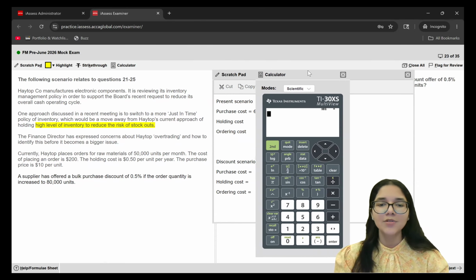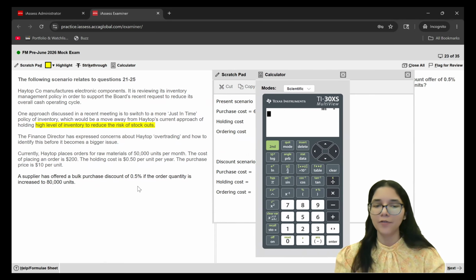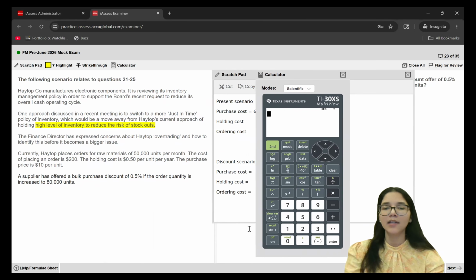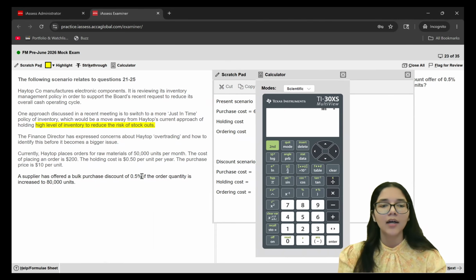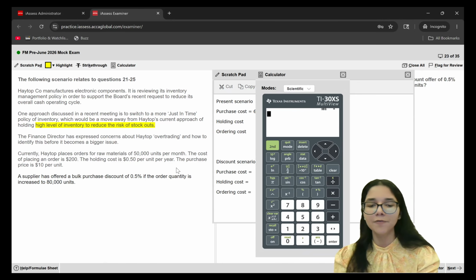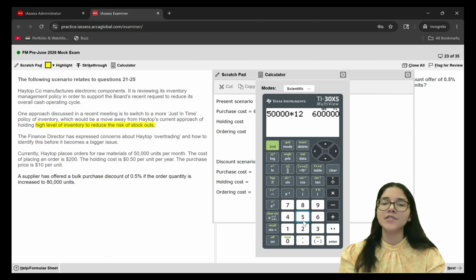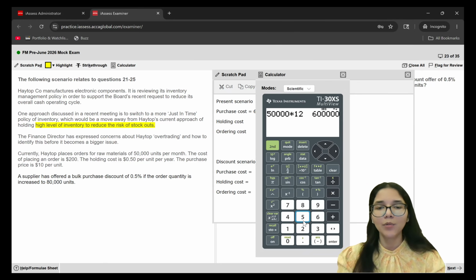So the purchase price using the discounted scenario will be, I'm going to receive a discount of 0.5%. Now guys, still I'm going to purchase the same number of units that are demanded annually. I have an annual demand of 600,000 units that we had calculated earlier. 50,000 multiplied by 12. So 600,000 units is my annual demand.